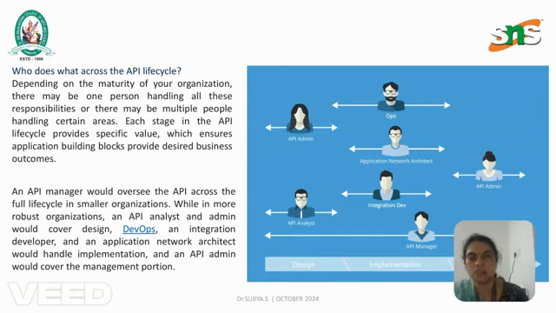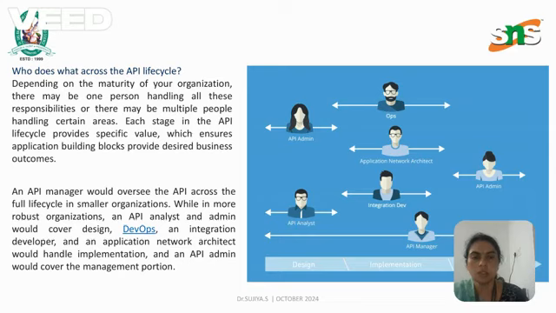Depending on the maturity of an organization, there may be one person handling all these responsibilities, or there may be multiple people handling certain areas. Each stage in the API lifecycle provides specific value, which ensures application building blocks provide desired business outcomes, and it oversees the API across the full lifecycle in smaller organizations. While in more robust organizations, an API analyst and admin would cover design, DevOps and integration developers, and an application network architect would handle implementation, and an API admin would cover the management portions.